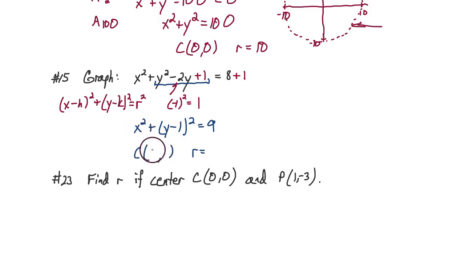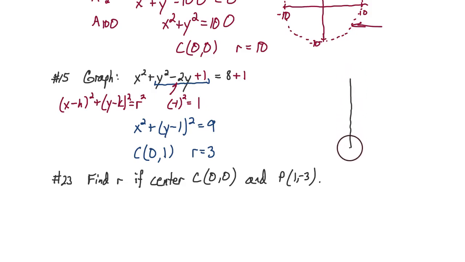For x over here, it's just a 0. But for y, it has a number subtracted from y. What is the value of k? It's 1. Now for radius, it's not 9. That's r squared. So r is only 3. Now we can graph it.